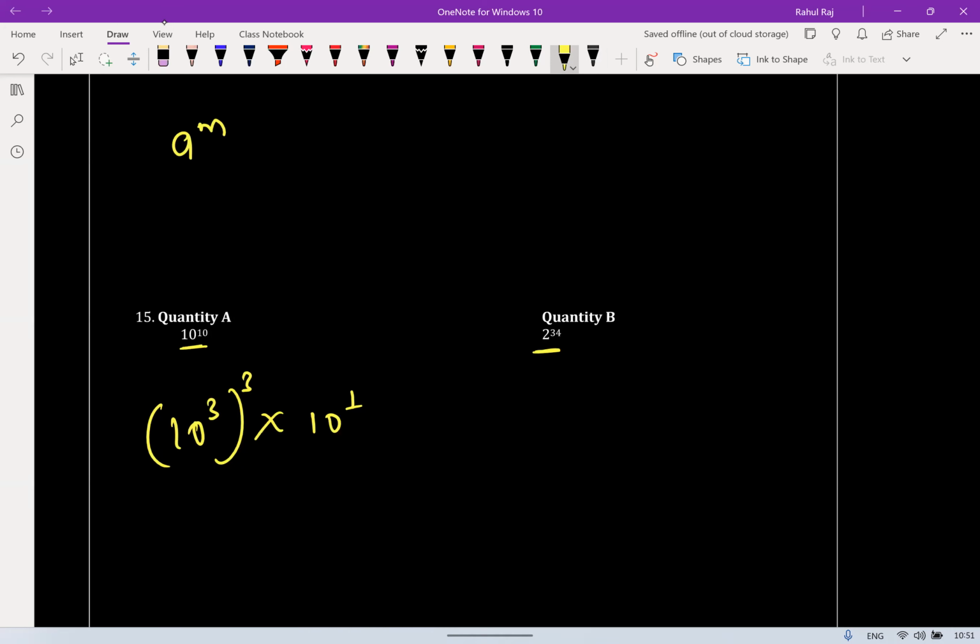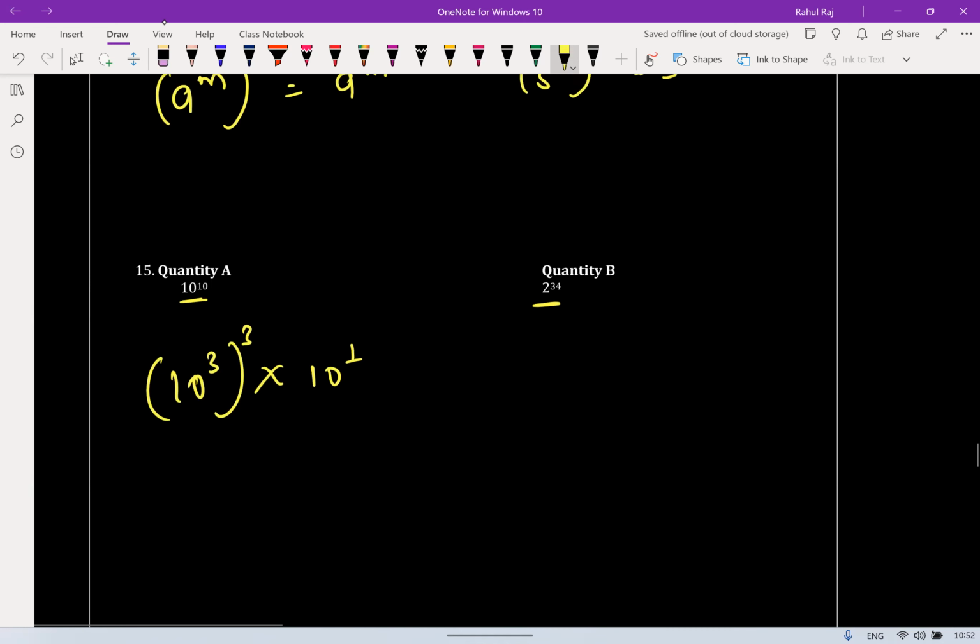A to the power m to the power n is nothing but a to the power m times n. Imagine if it is given 5 to the power 6 to the power 2. This is nothing but 5 to the power 6 times 2, that is 12. So if I do 10 to the power 3 to the power 3 and remove the bracket, what do I get? 10 to the power 9. Into 10 to the power 1, that is 10 to the power 10, right? Can I write it this way? Yes, you can.